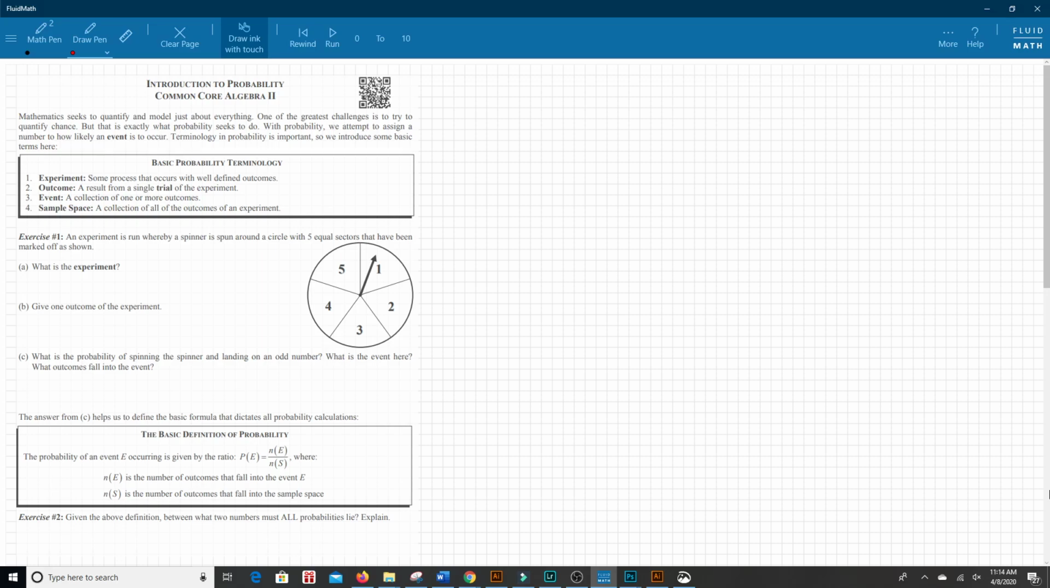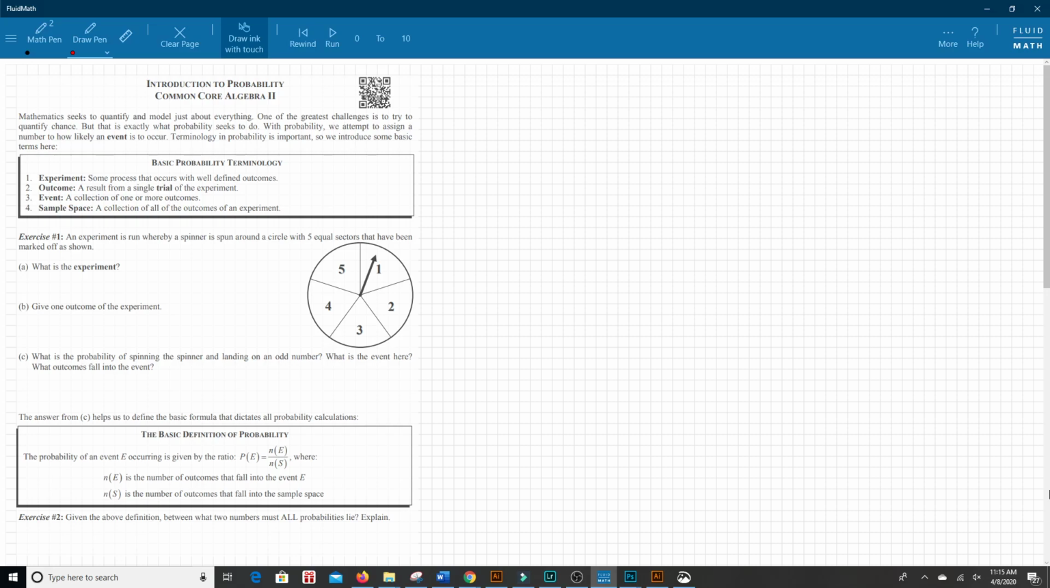So then it goes on to say, the answer from C helps us to define the basic formula that dictates all probability calculations. The basic definition of probability: the probability of an event E occurring is given by the ratio P(E), that's the probability of the event, over N(E), which is the number of outcomes that fall into the event, and N(S) is the number of outcomes that fall into the sample space.